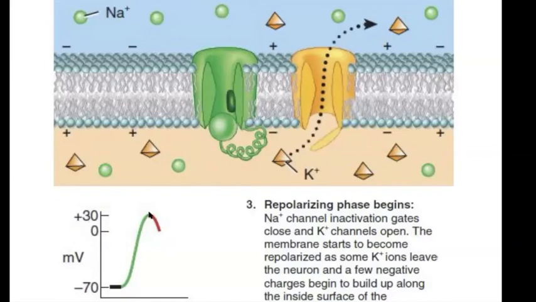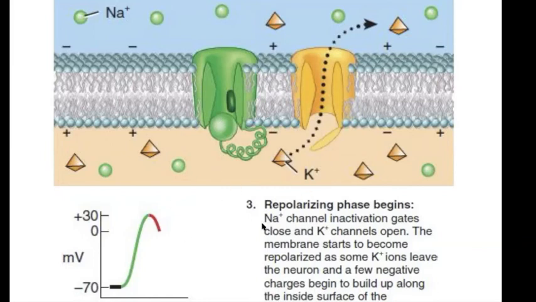inactivation gate, around when it reaches about plus 30 or so, they're going to plug that up, stop the influx of sodium channel, right? But to really get it back down, you also open up your potassium channels. And what's that doing? There's positive charges leaving, making this more negative. So these are becoming repolarized as potassium ions leave right there.